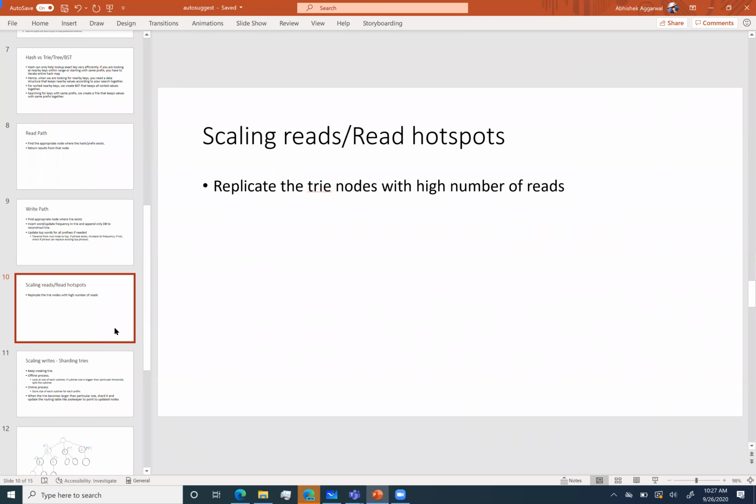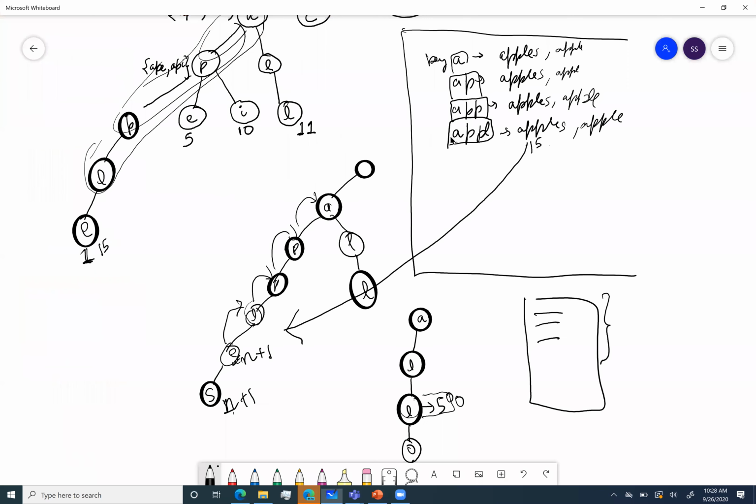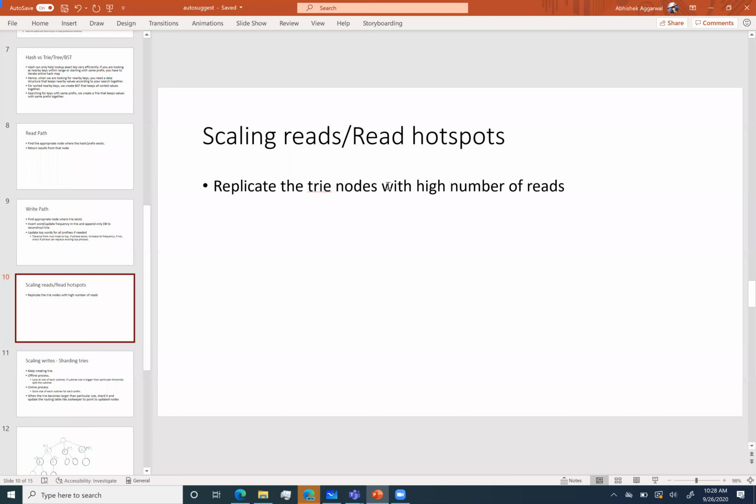Okay, so now going to scaling reads, right? So let's say now we have read hotspots for some particular keys. There are a lot of people searching for those keys. So if we want to scale reads, we can replicate those nodes. I think it should be hash nodes. Sorry. So those particular nodes which we see have high reads, we can just replicate them, right?